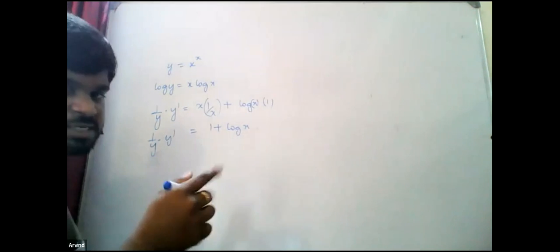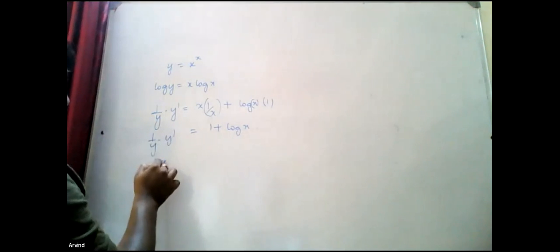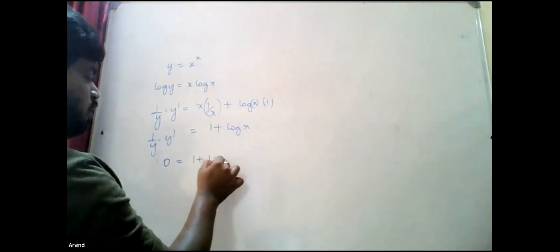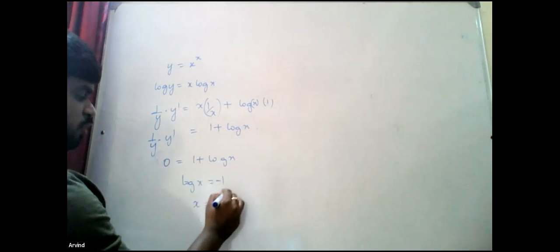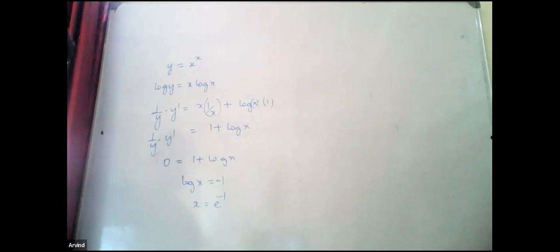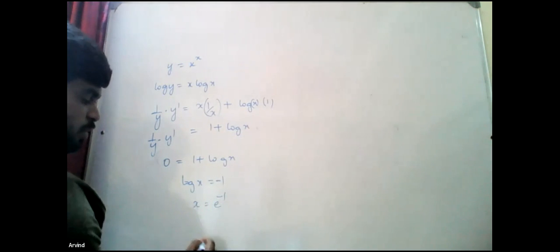So here we have to find the stationary point, which means y dash is 0. So 0 into anything is 0. 0 equals 1 plus log x. Therefore log x is equal to minus 1. Therefore x is equal to e to the power minus 1.